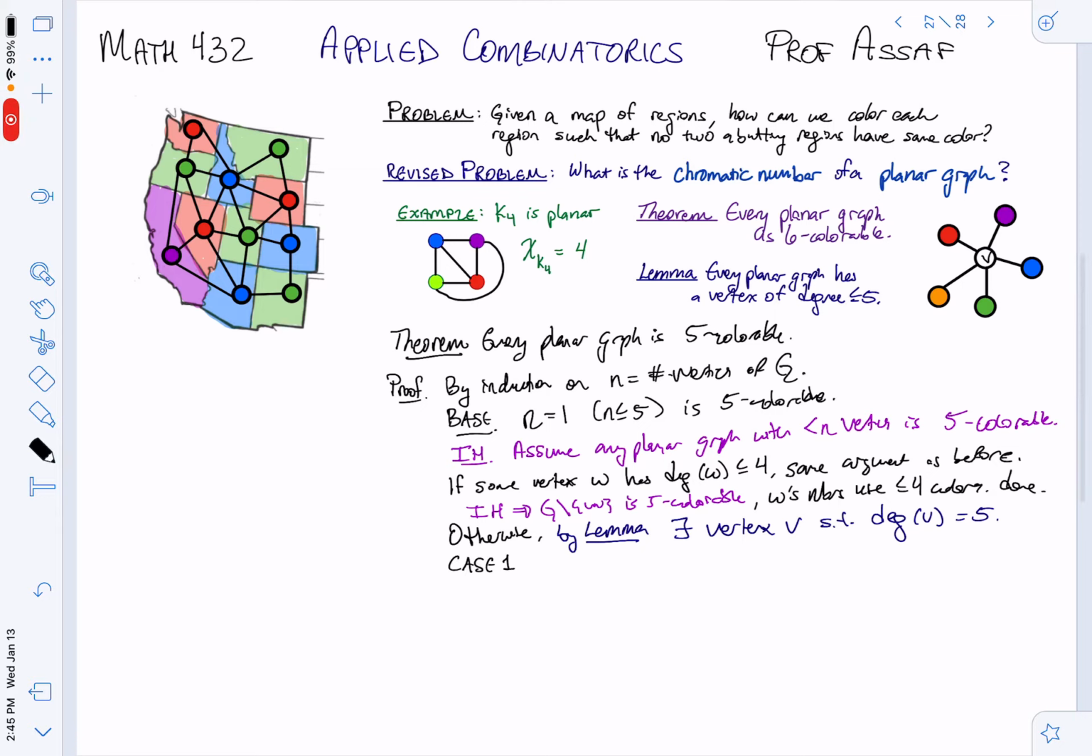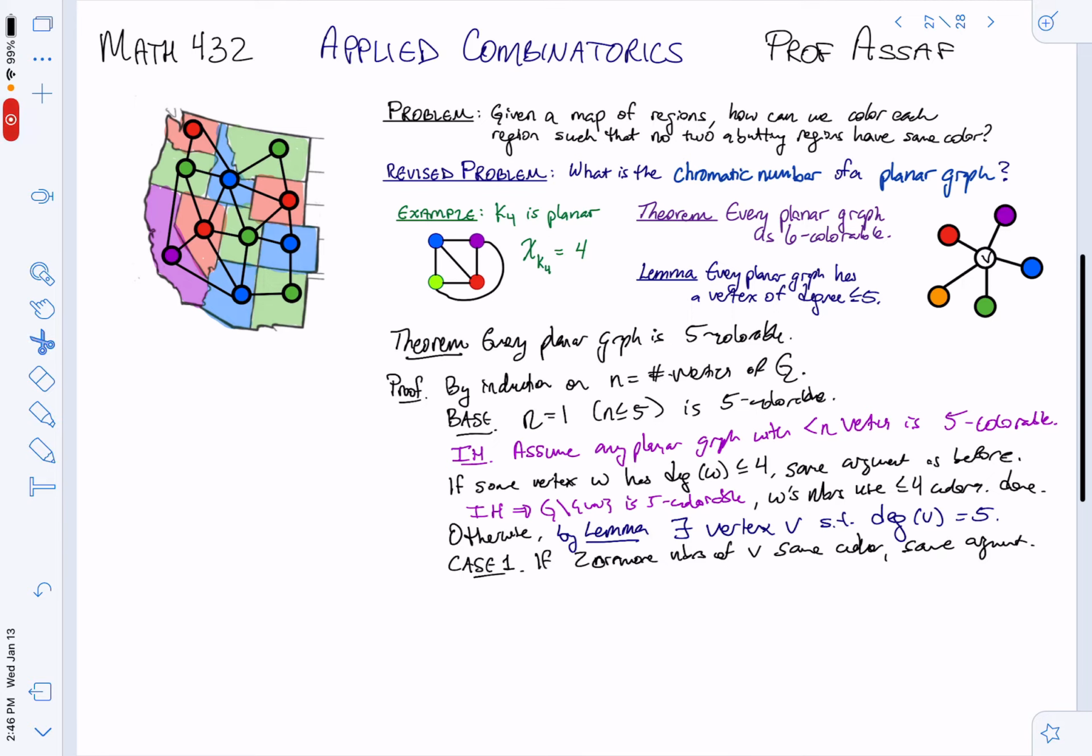So case 1, if 2 or more neighbors of V are the same color, the same argument works. So I'm not going to write it again, but if 2 of these are the same color, so if this is purple, then that means that this color here, which is orange, is available for V. So we're done. We can just, again, by induction, properly color the graph with this vertex gone, and we have a color left over to color V when we're back. So now we need to assume that that isn't the case.